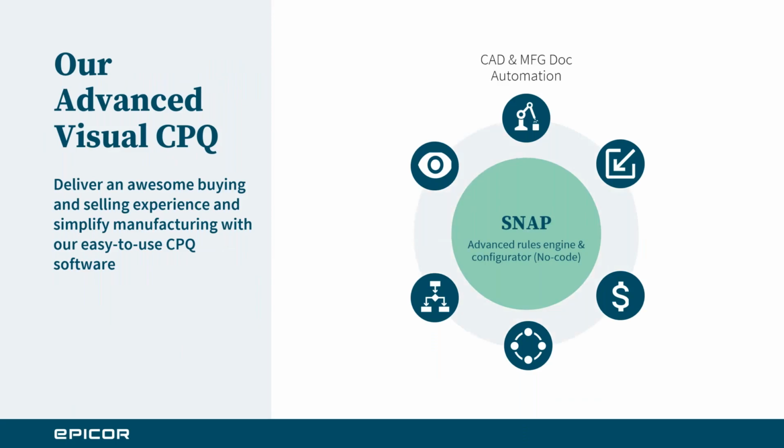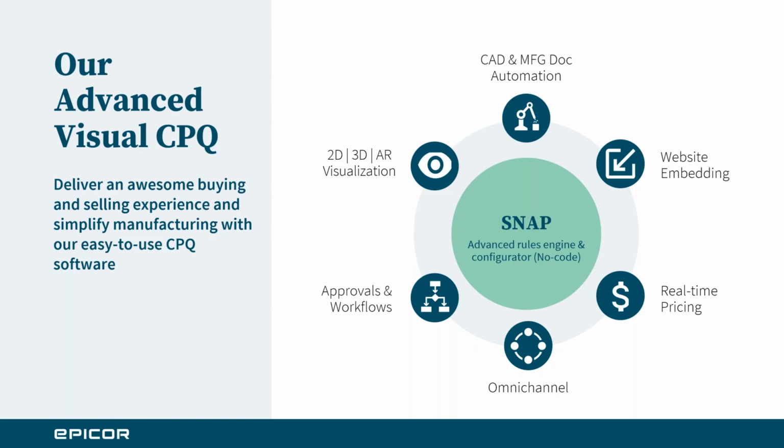For those of you that may not know this, it couldn't be an Epicor CPQ conversation without including Snap. And just as another housekeeping item, if you hear us use the word Snap, that is our advanced rules engine and configurator. It is a no-code solution, so oftentimes you're going to hear us refer to our advanced rules engine as Snap. And this really is the heart of our platform, and it drives all the functionality. Snap is one of our main differentiators, which we'll go through in the next slide.